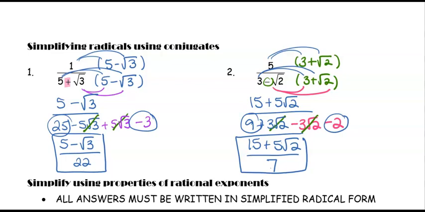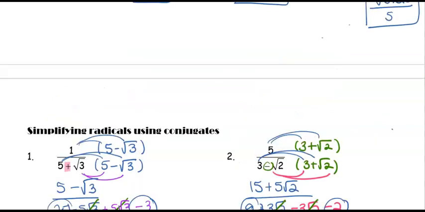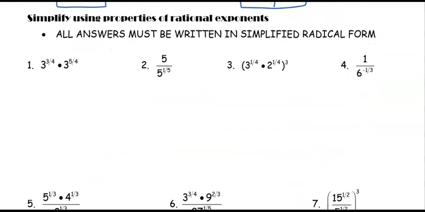Okay, putting this all together. Just remember that your final answers must be written in simplified radical form. So you look at what property you have. Here, what do we have that's the same? I have the same base. When I'm multiplying like bases, I am adding the exponents. 3/4 and 5/4 is going to be 8/4. Well, that's just 3 squared. And guess what? 3 squared is just 9.